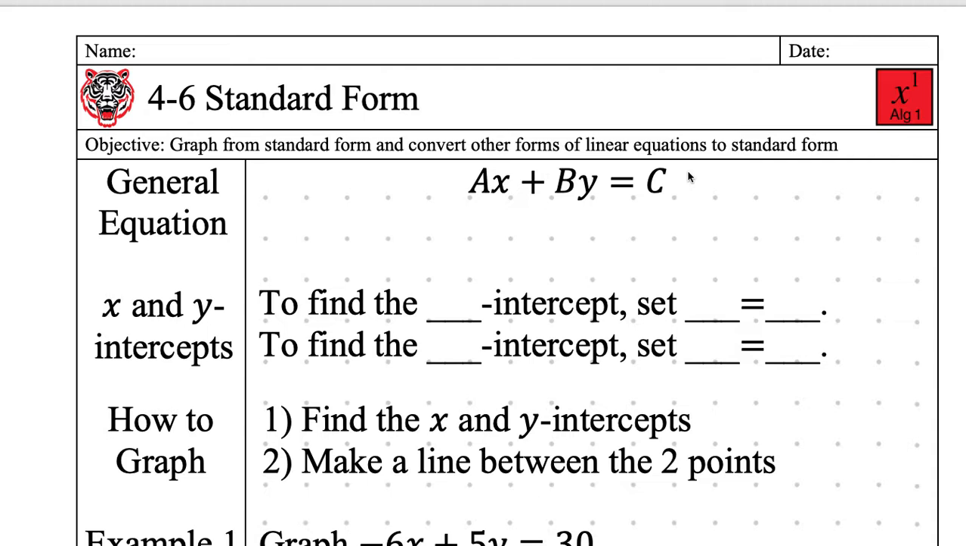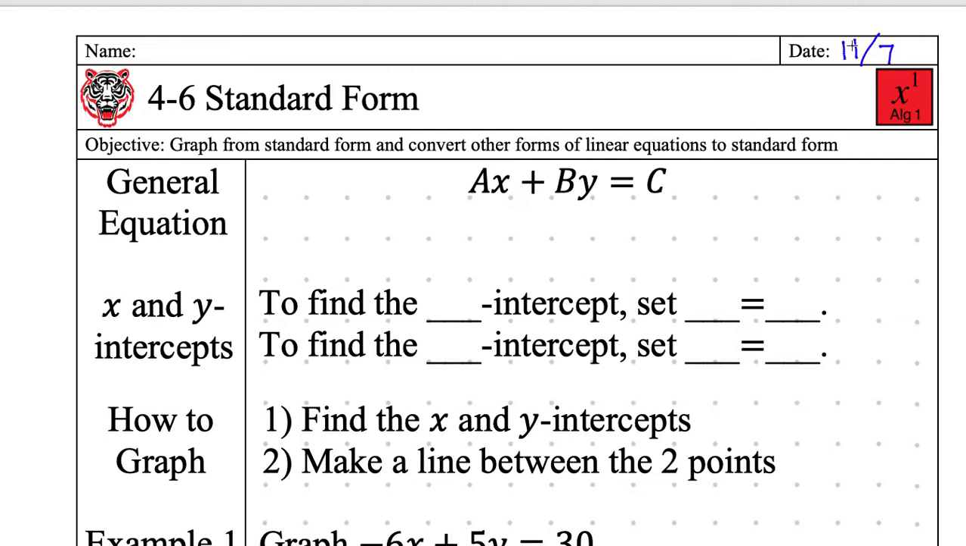We're talking about standard form today. So, quiet raised hand, who wants to read the objective? It looks like Emma's first. Graph from standard form and convert other forms of linear equations to standard form.